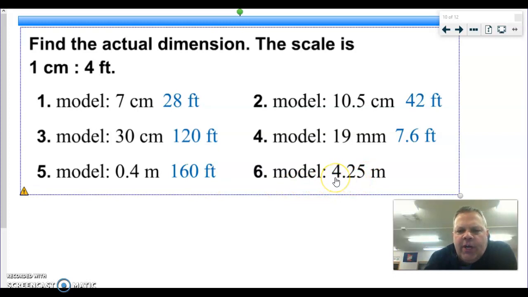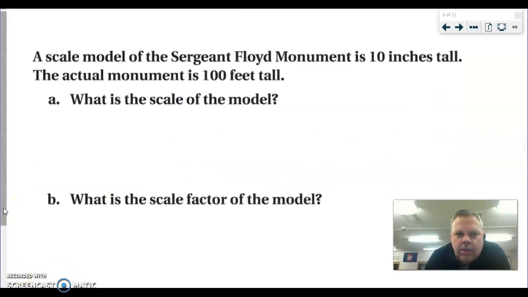4.25 meters is going to give us 425 centimeters, which gives us 1,700 feet. So again, you can set that one up as 1 over 4 is equal to 425 over X, which is 1,700. Now we're going to talk a little bit about scale.